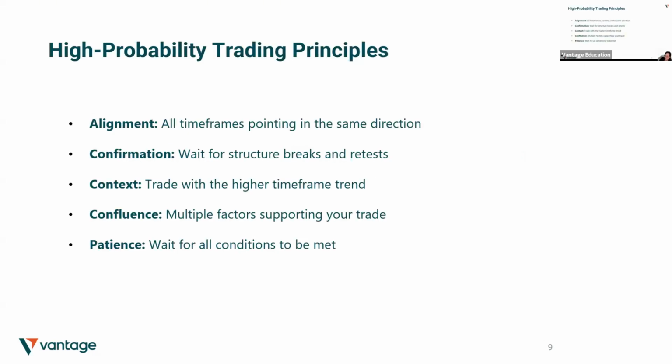High probability trading principles. Alignment: all time frames should point in the same direction. Confirmation: wait for a market structure break or retrace. Context: trade with the higher time frame trend. Confluence: multiple factors support your trade. Patience: wait for all conditions to be met.